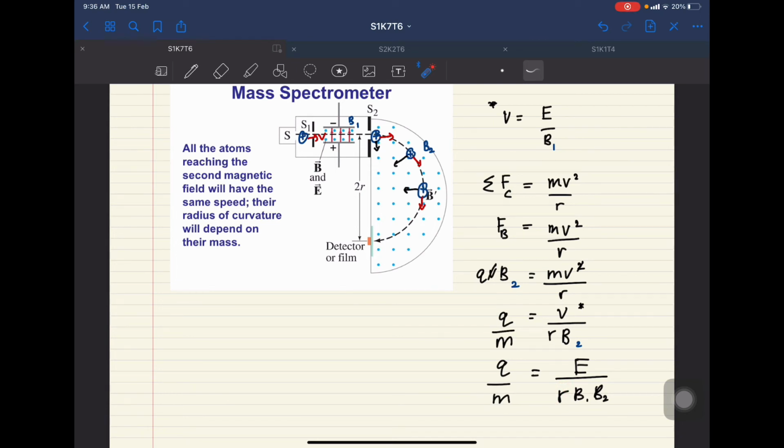So this is the explanation. All atoms reaching the second magnetic field will have the same speed. Their radius of curvature will depend on their masses. So if you have a different mass, you have a slightly different curve, so it hits a different region. That's why you can identify a particle using the mass spectrometer.